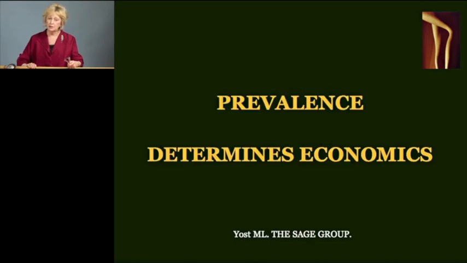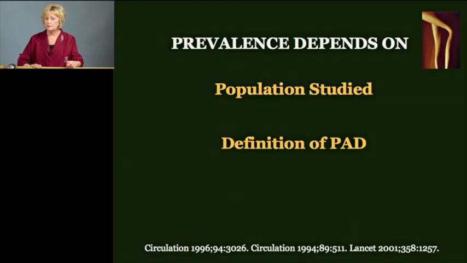Now, prevalence determines economics. Prevalence is the key factor in determining the economic cost of a disease, and prevalence is also a very important variable in looking at the market opportunity or the investment opportunity that a particular disease, in this case PAD, represents. Prevalence depends on the population studied as well as the definition of PAD.